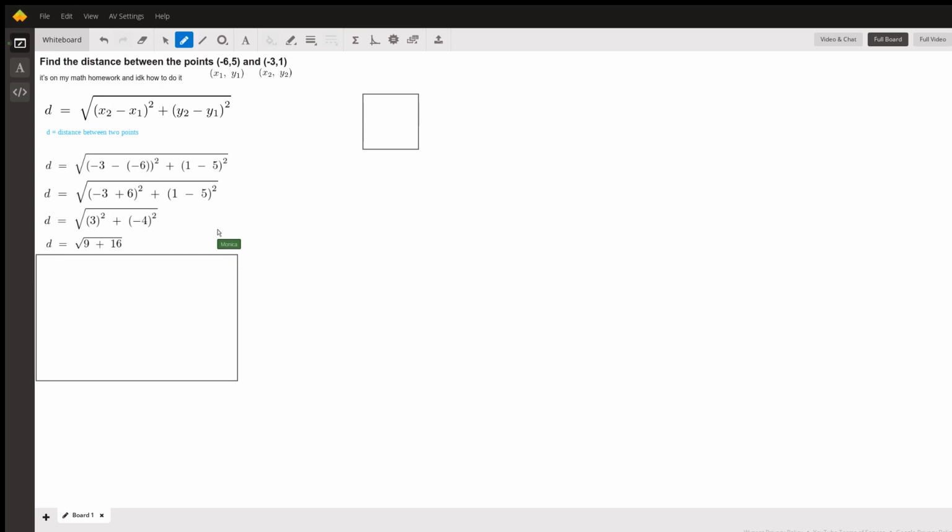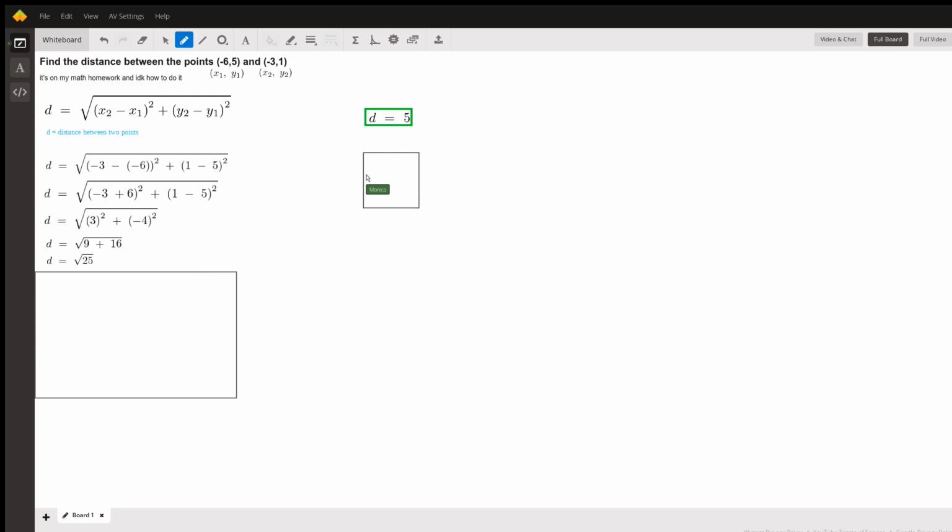So we get that d is going to be equal to the square root of 9 plus 16, which would then give us d is equal to the square root of 25. So what number times itself gives us 25? We get d is equal to 5.